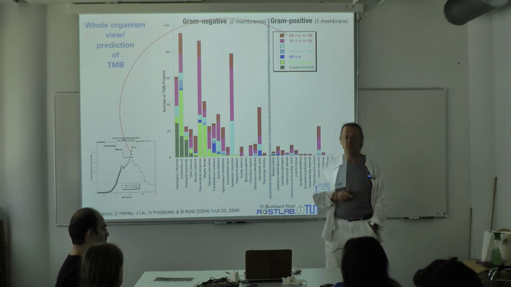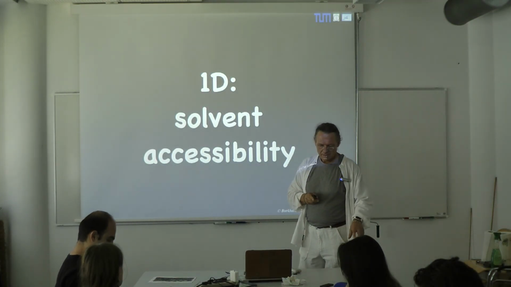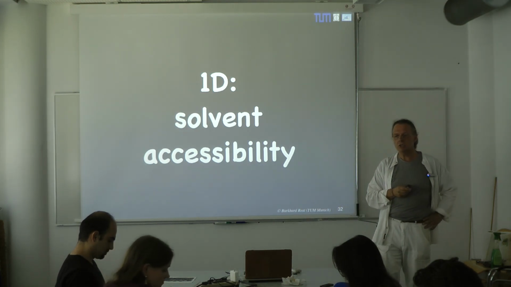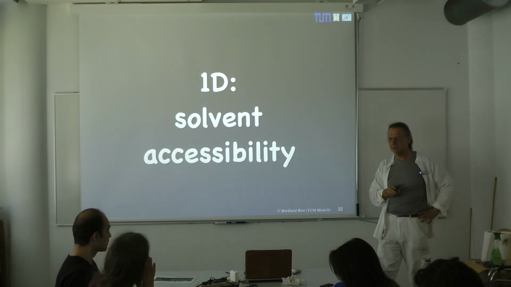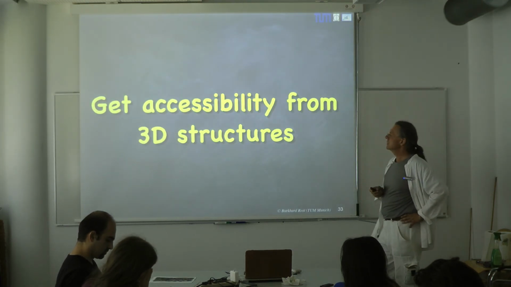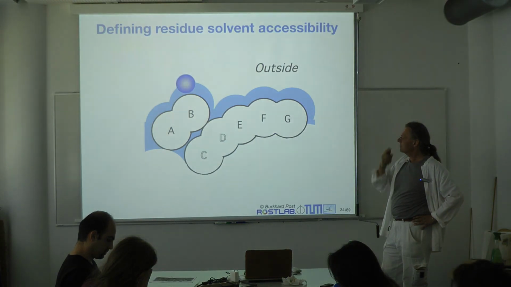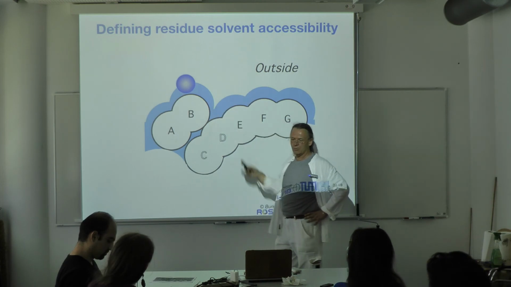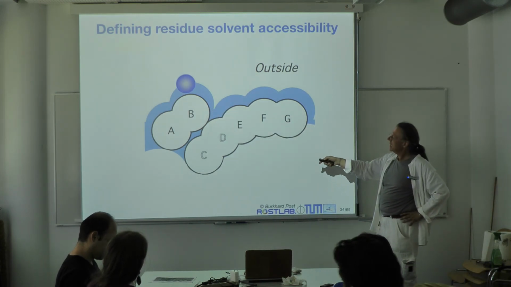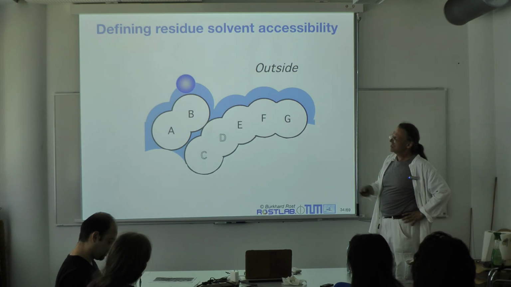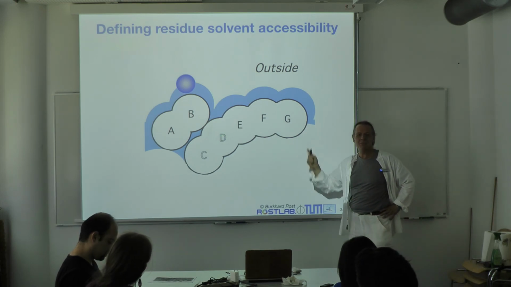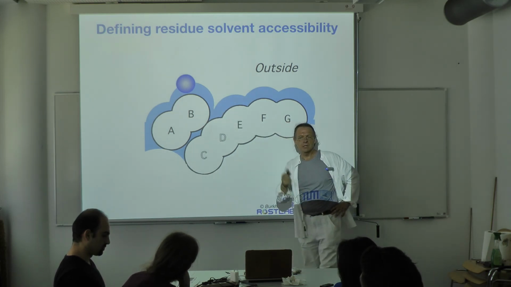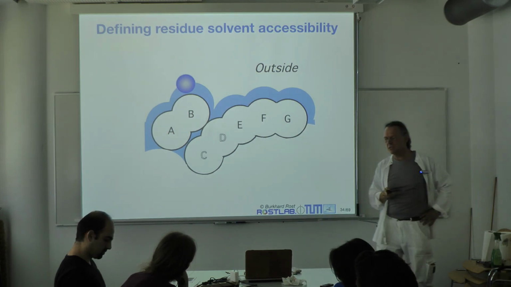1D solvent accessibility. And now we get into another feature that you can write in a string that is used as input to many other methods, and initially was used to sort of predicting structure. We get it from known structures through the idea of essentially rolling a water ball, a water molecule. And in this particular case, we would say that C and D, residues C and D, are the only ones that are not accessible to this rolling water ball. Because the ball rolling over it will not touch D. It will touch all the other 5 residues, but not D.